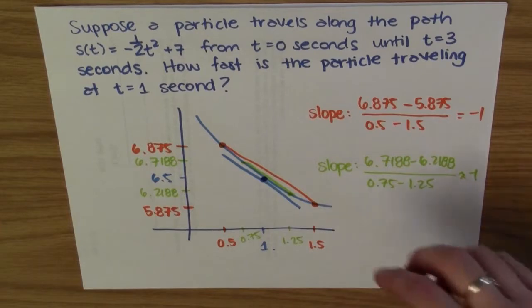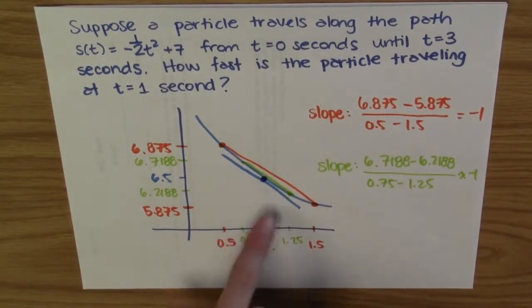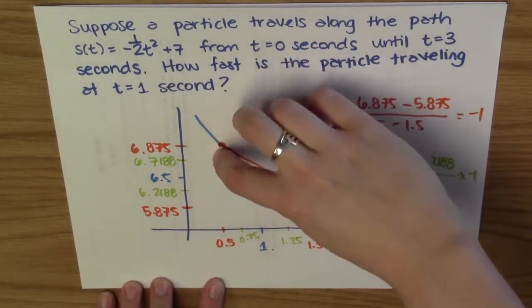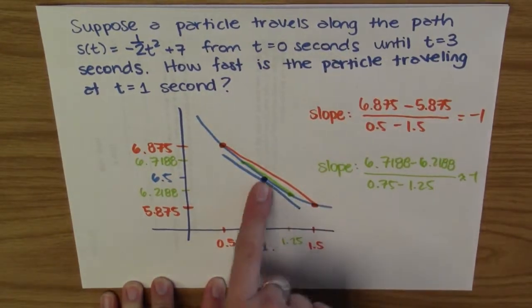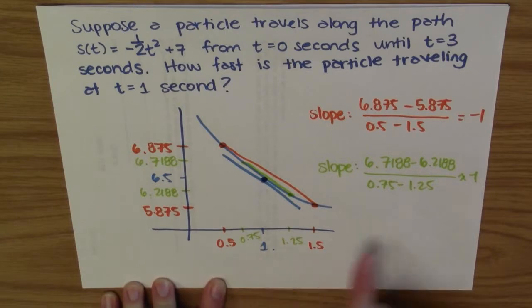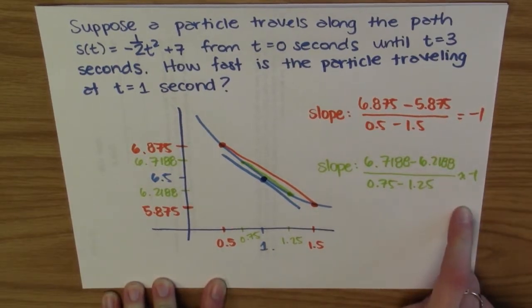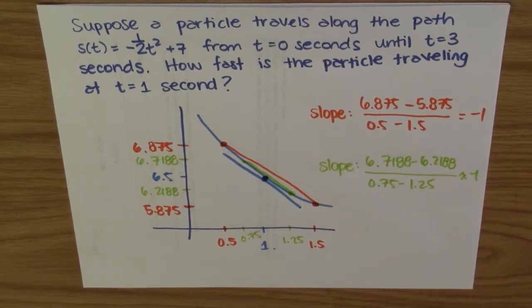We know that the derivative is the slope of this tangent line, and so we can find it by taking the limit of the slopes of these secant lines as we get closer and closer to 1. So from this, we have a little bit of evidence that the slope of the tangent line should be -1, but we'll need a little bit more information in order to figure that out.